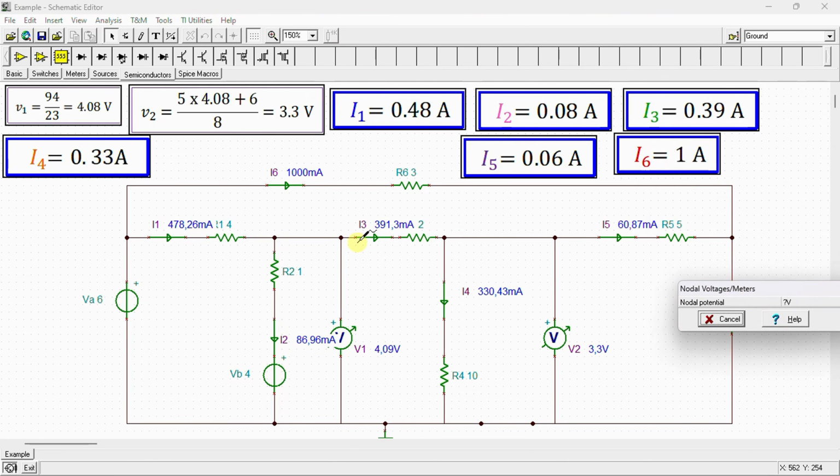We can see here that I1 is 478.26 milliamps, is almost the same value we have done by calculation. For I6 is 1 amps. V1 is 4.09, is almost the same. V2 is also almost the same, and I2 and I3, I4 and I6 are almost the same.